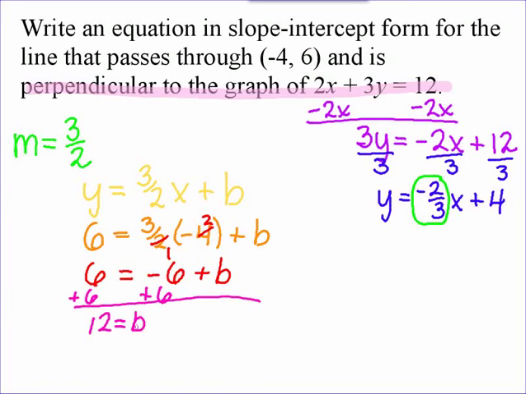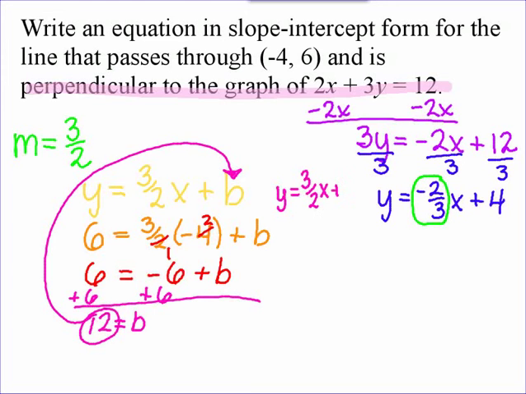Now I'm going to take that 12 and plug it in right here. So your answer should be y equals 3/2 x plus 12. Now can I have that answer with the fraction? Yes, it's slope-intercept form. You can have a fraction in slope-intercept form. You can't have a fraction in standard form. All right? Questions on that?